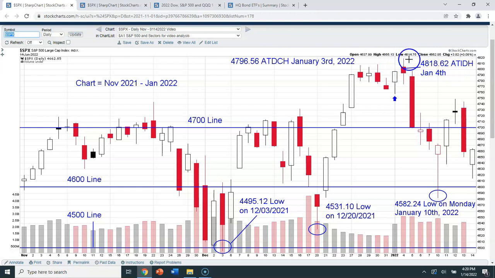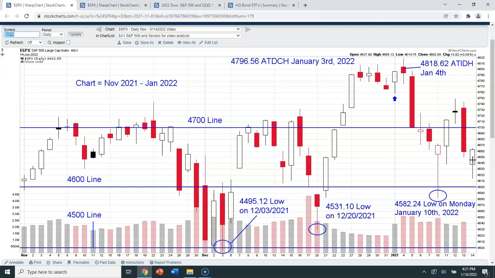4818.62, and that was right here on Tuesday, the 4th of January. After on Monday, the 3rd, we hit the all-time daily closing high. We made a new intraday high on Tuesday, the 4th, at 4818.62 before rolling over and pulling all the way back to this 4582.24 level. But the good news is, right, we didn't finish at the lows of the week. We kind of finished in the middle of the trading for the week.